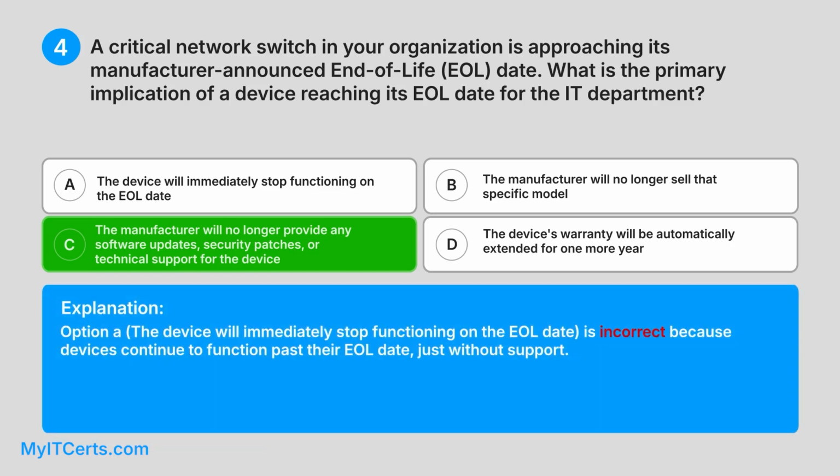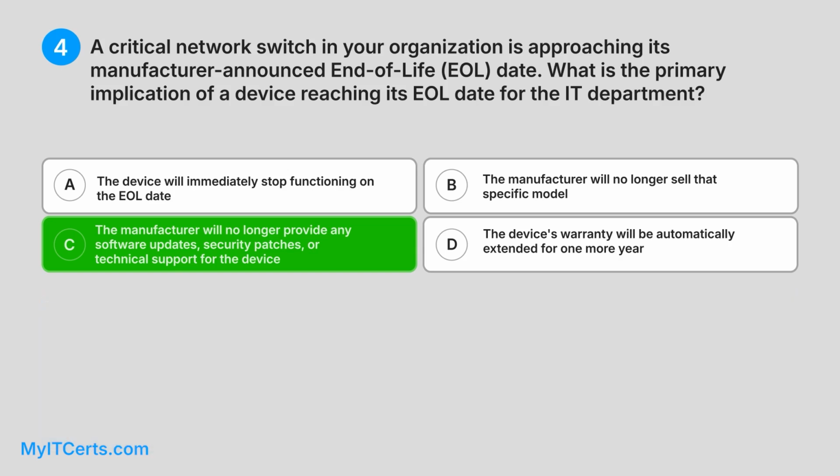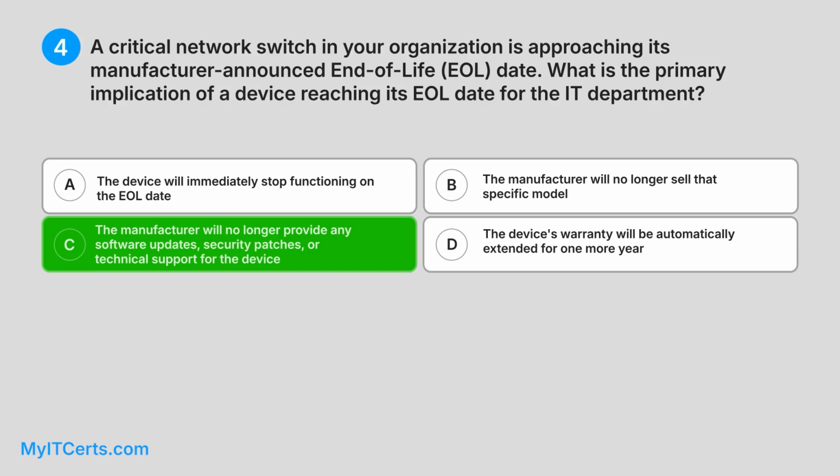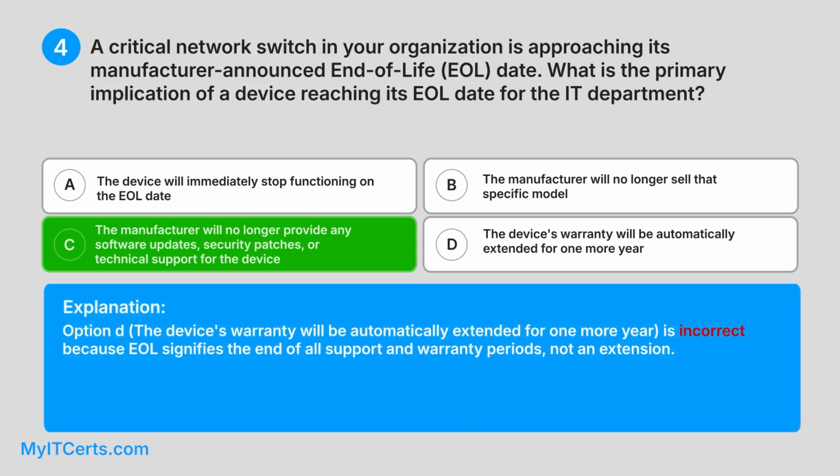Option A, the device will immediately stop functioning on the EOL date, is incorrect because devices continue to function past their EOL date, just without support. Option B, the manufacturer will no longer sell that specific model, is incorrect because while true, the loss of support is the more critical operational impact. Option D, the device's warranty will be automatically extended for 1 more year, is incorrect because EOL signifies the end of all support and warranty periods, not an extension.